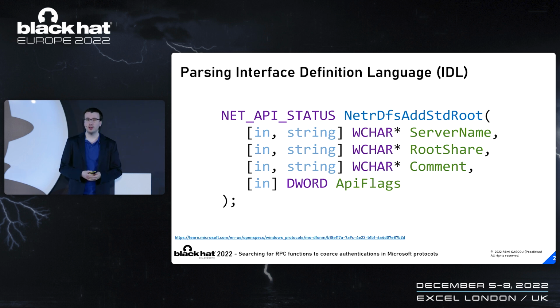And through these arguments, we can know if they are going to manipulate file paths, and therefore if they are going to accept UNC paths to force the machine to authenticate on an SMB server.